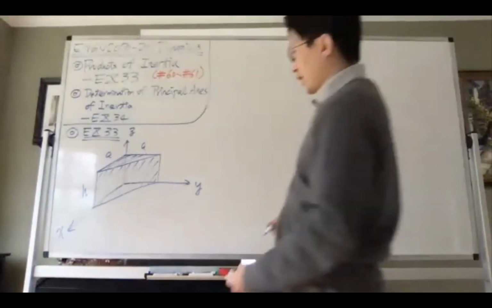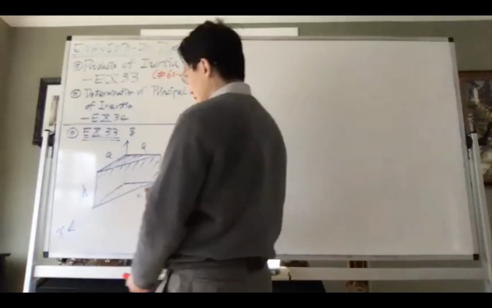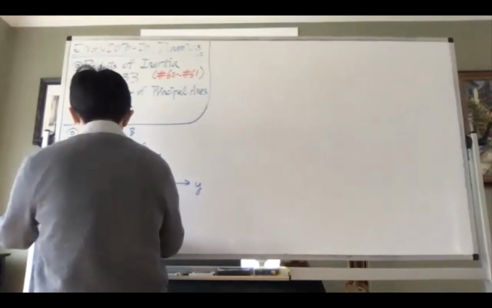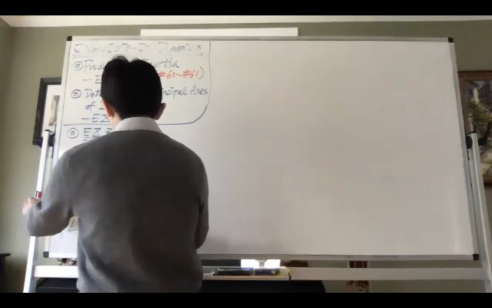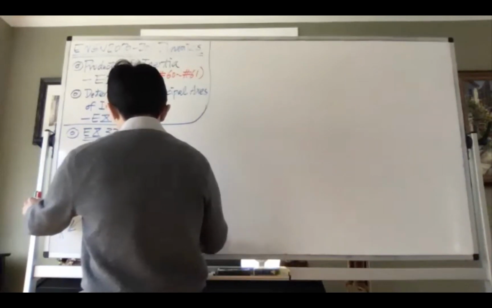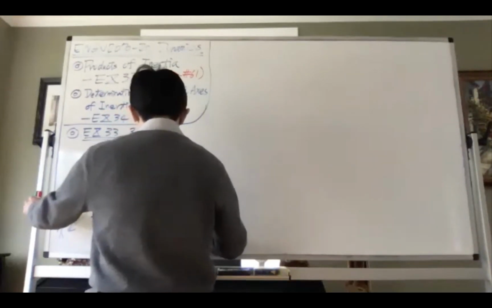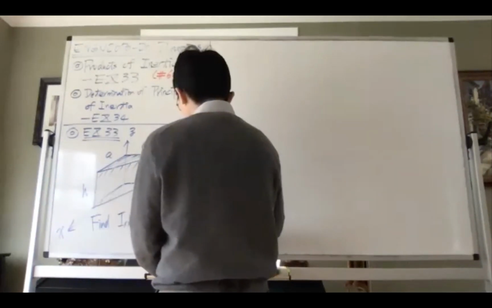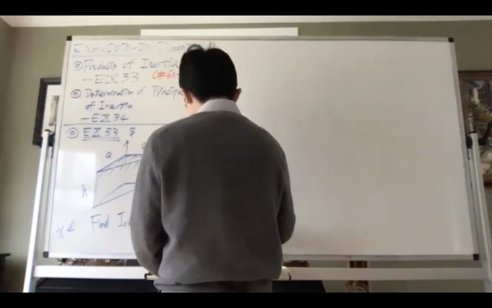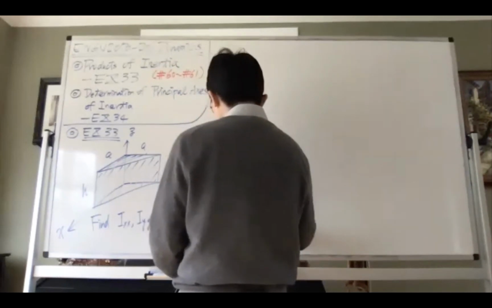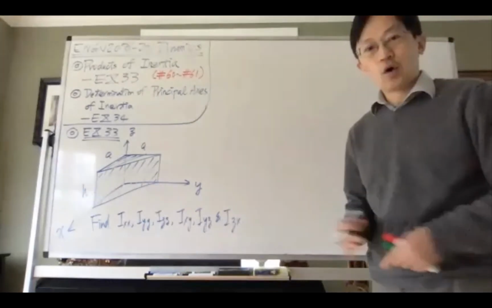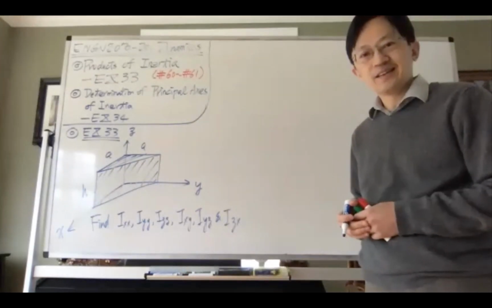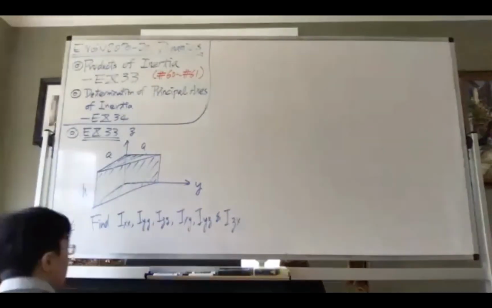And just to be complete, we want to find everything about this three-dimensional wedge. We want to know everything: Ixx, Iyy, Izz, Ixy, Iyz, and Izx. That's all we can know, right?